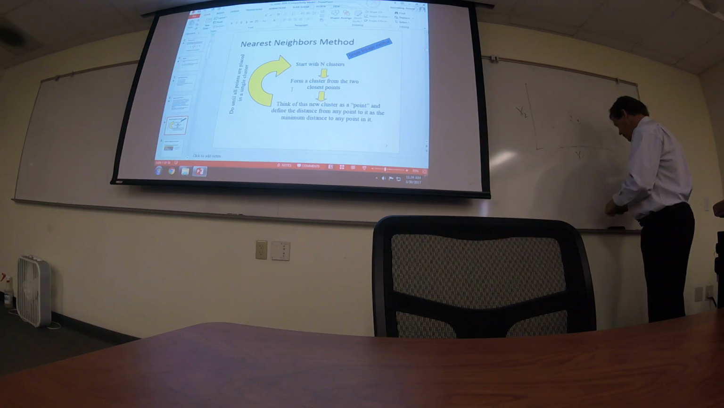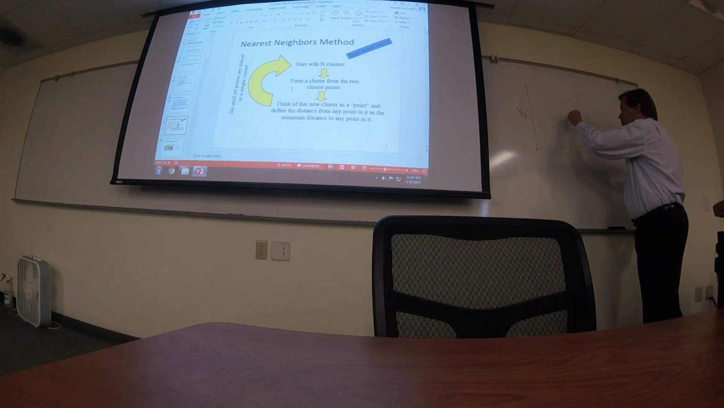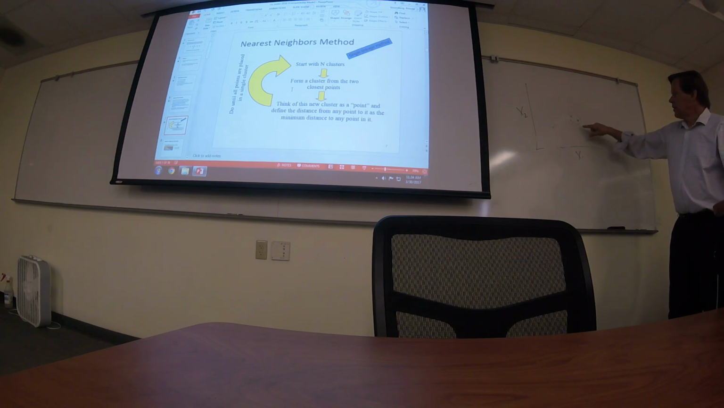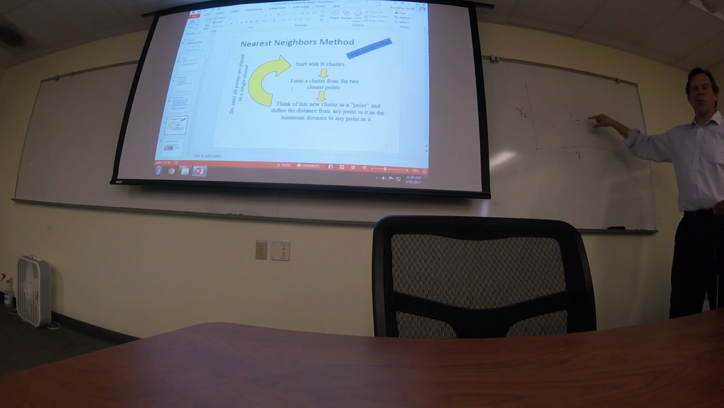Time for the rig. That's the distance. Furthest neighbor says the distance is between this one and that point, because that's the furthest one away in that group.